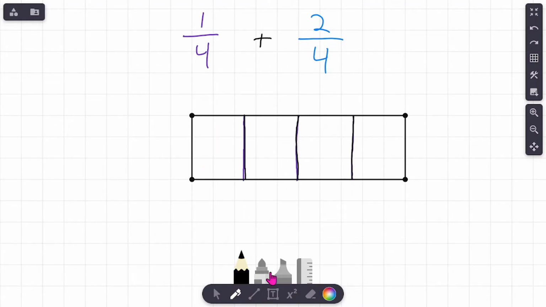Wow, why am I not using my other one? Sorry, guys. I've got this fancy color here. I don't know what I was doing.